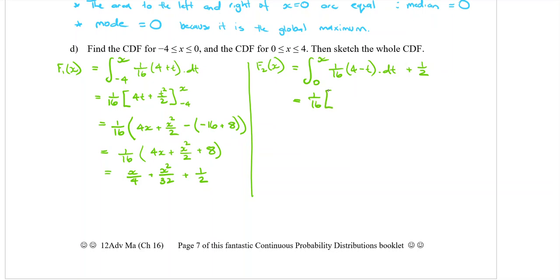Leave the 16 out the front. We have 4t minus t squared over 2 between 0 and x, and we have our plus half sitting at the end. Then we have, subbing in, 4x minus x squared over 2. If we sub in 0, we get 0, so that's nice, plus a half. Expanding it out, 4 over 16 would be x over 4 minus x squared over 32 plus a half. So that would be my equation of my f of 2.